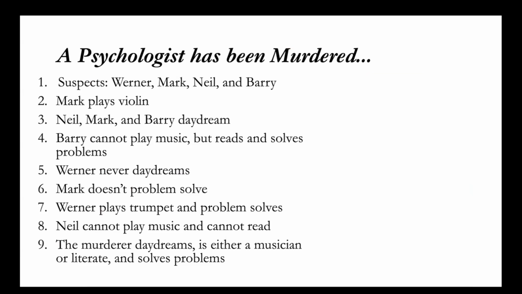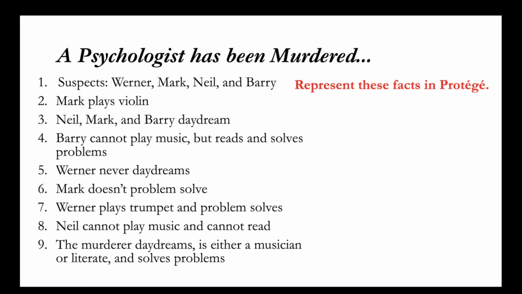But here's the mystery that we'll be attempting to solve. A psychologist has been murdered. Neil has it in for psychiatry. Suspects are Werner Cloisters, Mark Jensen, Neil Ott, and Barry Smith. What we know: Mark plays the violin. Neil, Mark, and Barry daydream. Barry can't play music, but reads and solves problems. Werner never daydreams. Mark doesn't solve problems. Werner plays trumpet and problem solves. Neil cannot play music and cannot read. The murderer daydreams and is either a musician or literate and solves problems.